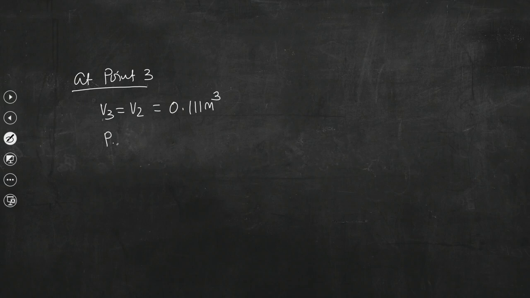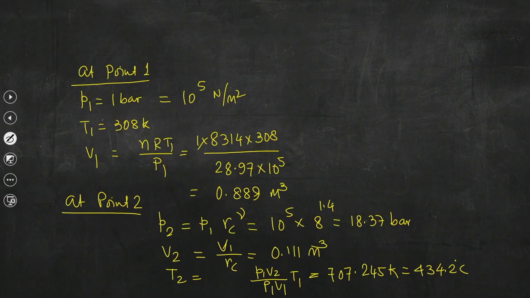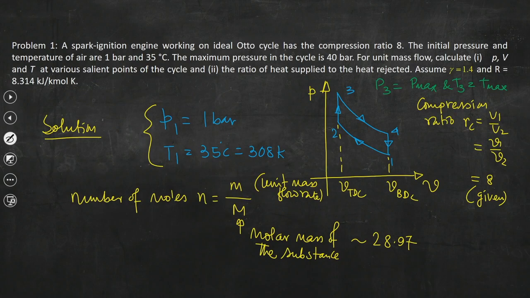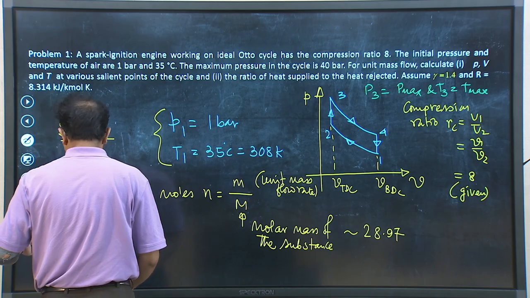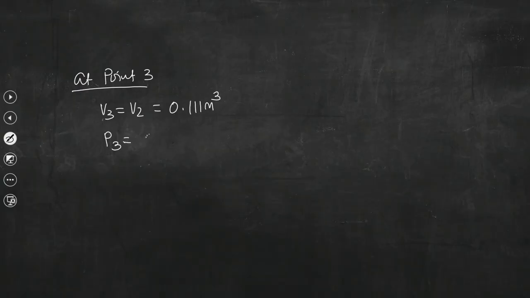What would be P3? That is very important, because it is given that the maximum pressure in the cycle is 40 bar, and we have written P3 equals P max. So P3 equals 40 bar, that equals 40 into 10 power 5 Newton per meter square. And what about T3?